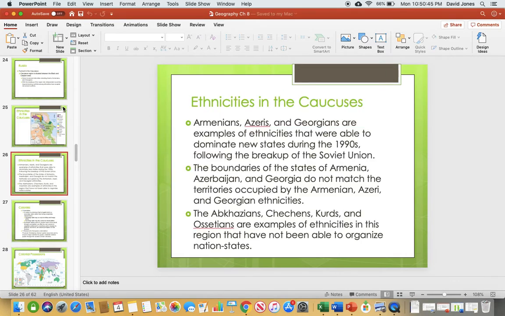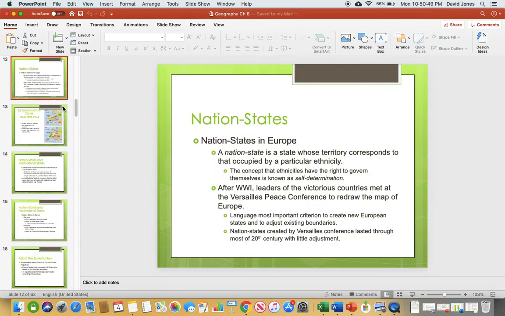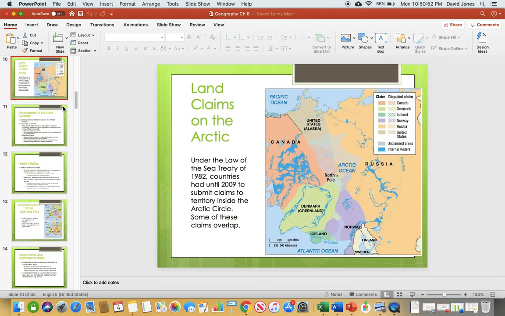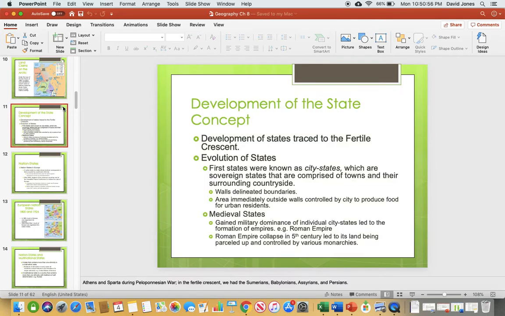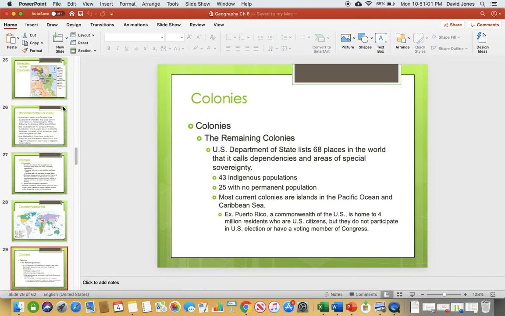Also, please remember about Arctic land claims that nobody technically owns the North Pole, nobody technically owns Antarctica. There are many, many claims to different regions. Oftentimes those claims are overlapping, and that can be problematic as you look at that.